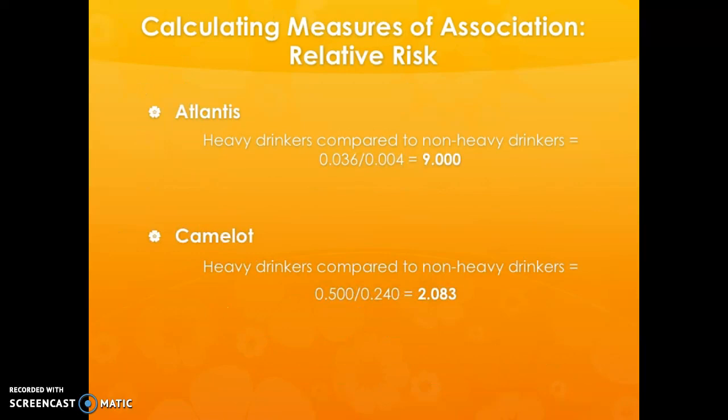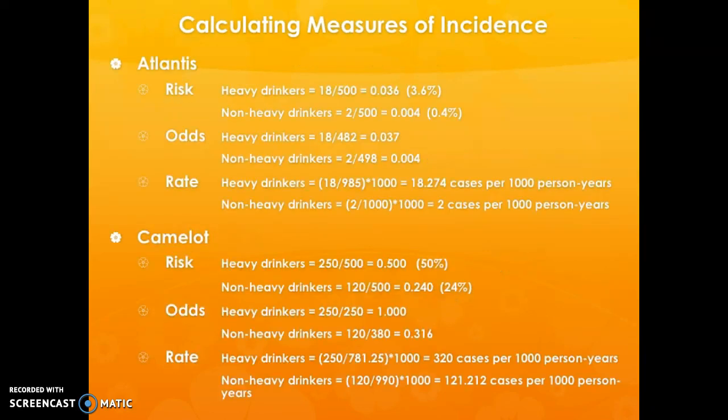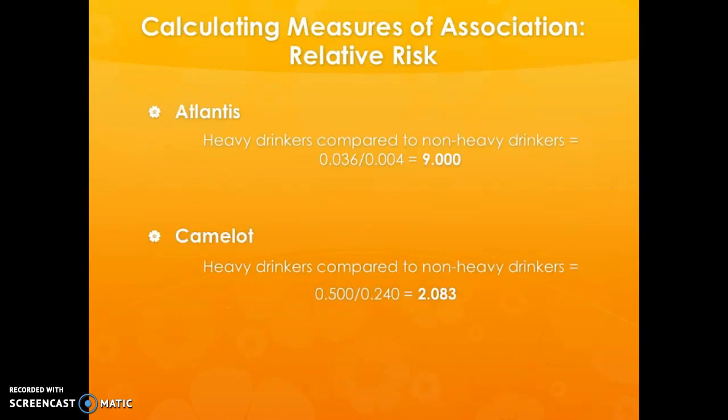So now looking at the ratios, calculating relative risk here in Atlantis. You take the two risk numbers we got before, which are at the top there, and it's 0.036 divided by 0.004, which is 9. So the risk of stomach cancer among heavy drinkers is 9 times that of non-heavy drinkers. And then for Camelot, the number is 2.083, so the risk of stomach cancer among heavy drinkers is 2.083 times that of non-heavy drinkers.